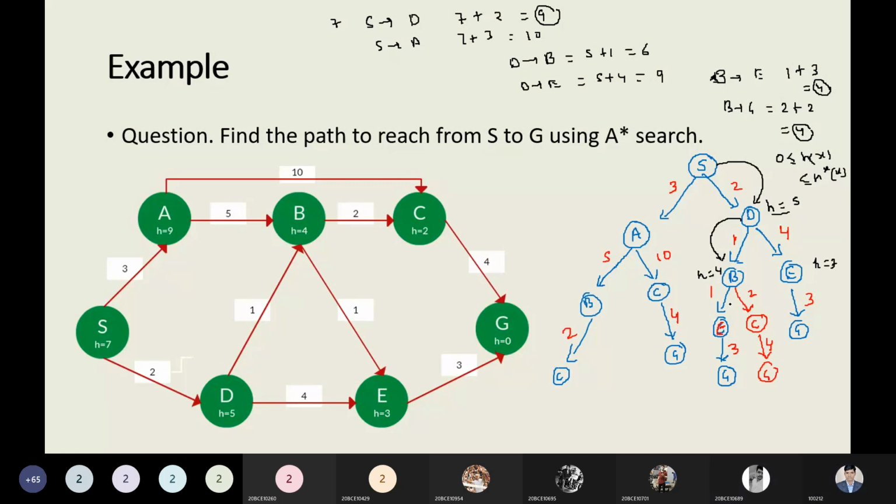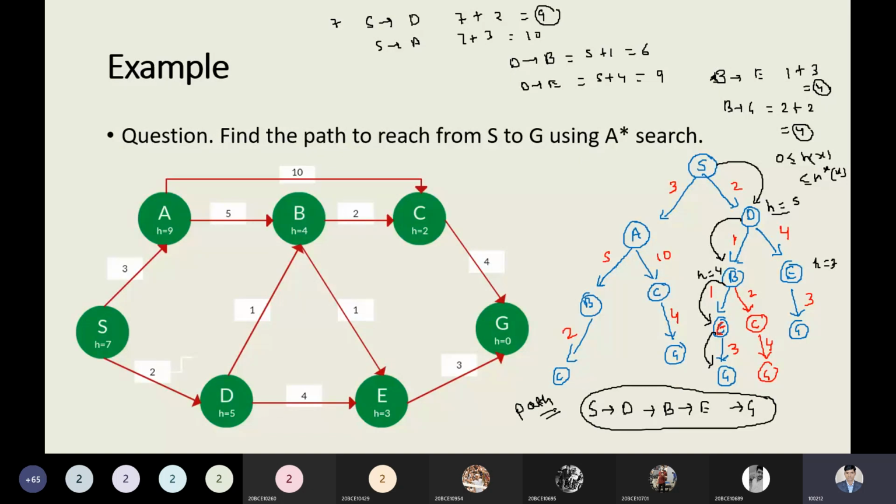E. So I can move to E, and undoubtedly from E to G I can move. So we have the last option. So no issue with this one. Our path will be S to D, D to B, and B to E, and of course G will be the end. So this would be our final path, and that is a very simple example.